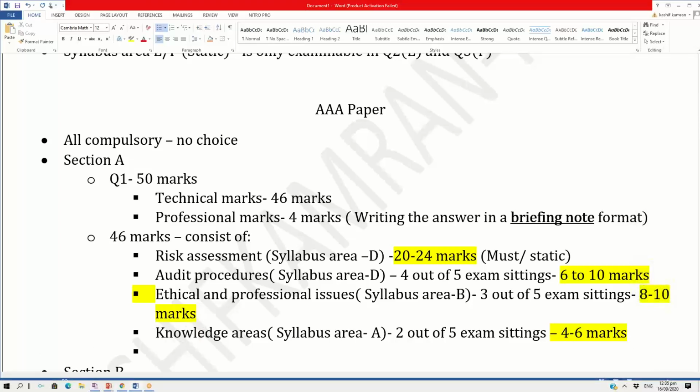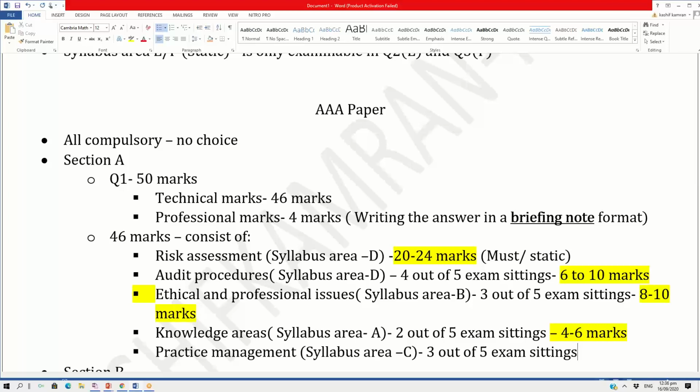And finally, practice management. Accepting a new client. You do this topic in the AA paper. Practice management, accepting a new client, is syllabus area C. I think in the recent past, this topic has come a lot. In the recent past, meaning the last 2 years, this topic has come a lot in question number 1. Considering the regularity of practice management, I would rate it 3 out of 5 exam settings. This has been a very regular topic.